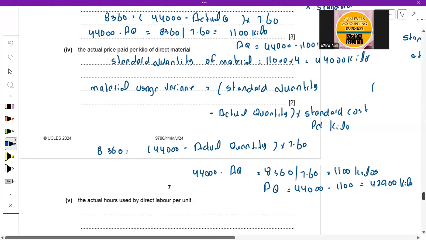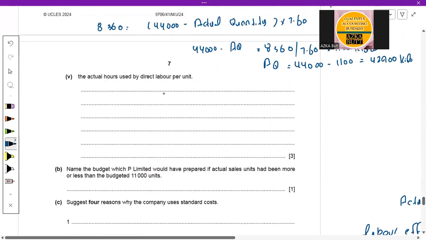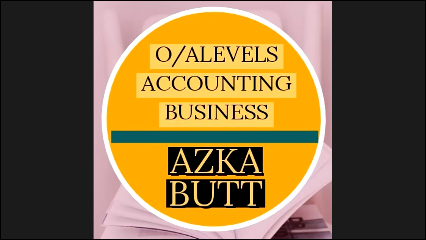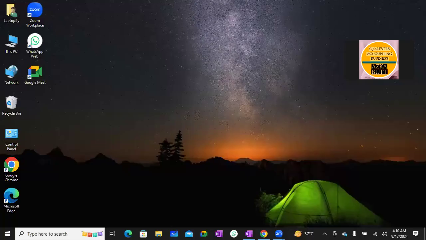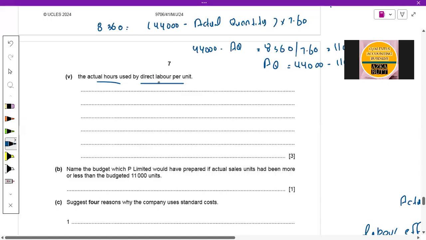Okay, so now we are going to see the other question. We are going to see the actual hours used by direct labor per unit.